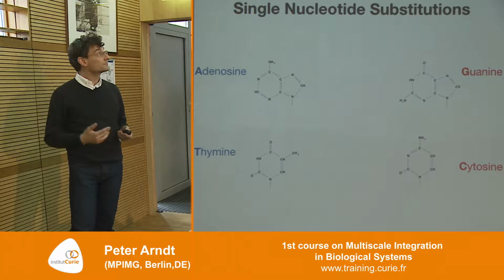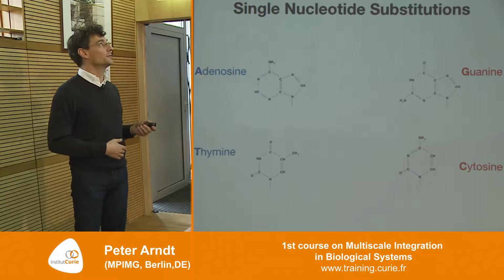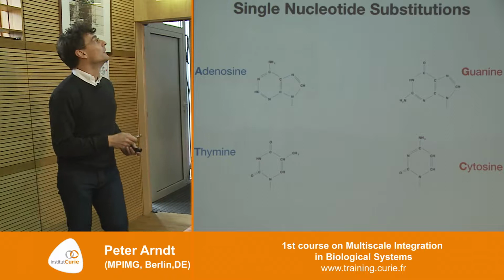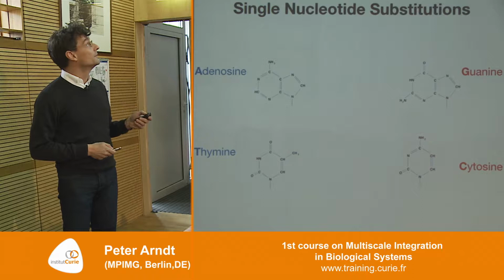So a Markov model is actually a very appropriate model to do this. A Markov model always has some states, and the states in our case are, of course, the four nucleotides A, C, G, and T, as shown here.